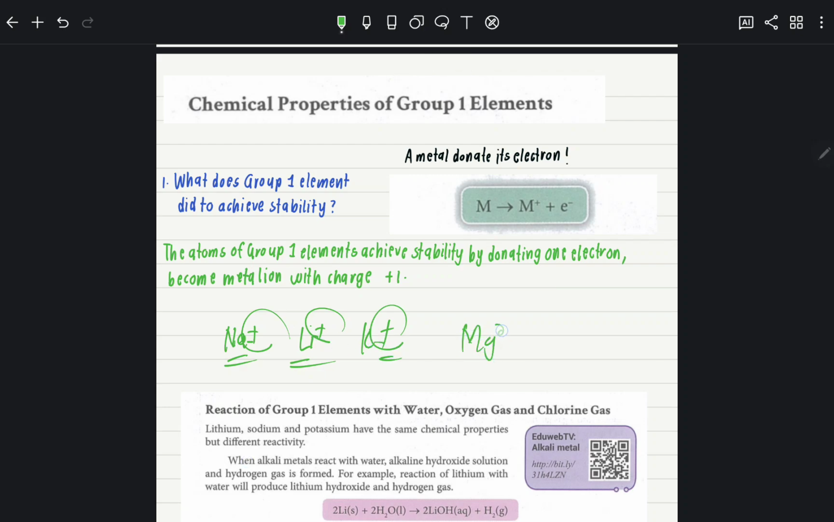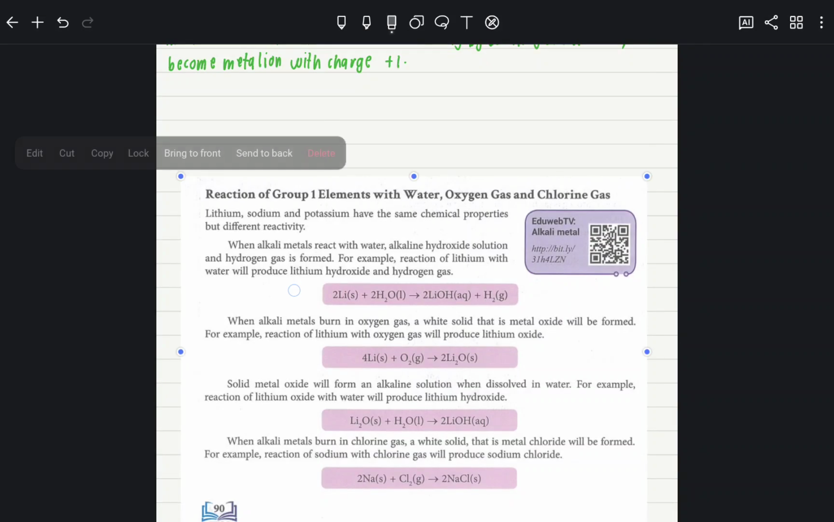If, let's say, magnesium, Mg2+, this also donates electrons, because the positive charge indicates donating. And how many electrons does this donate? 2. Understand? This is what you should understand in a basic way. Okay, that is the simplest concept and part that I want to explain in this video.